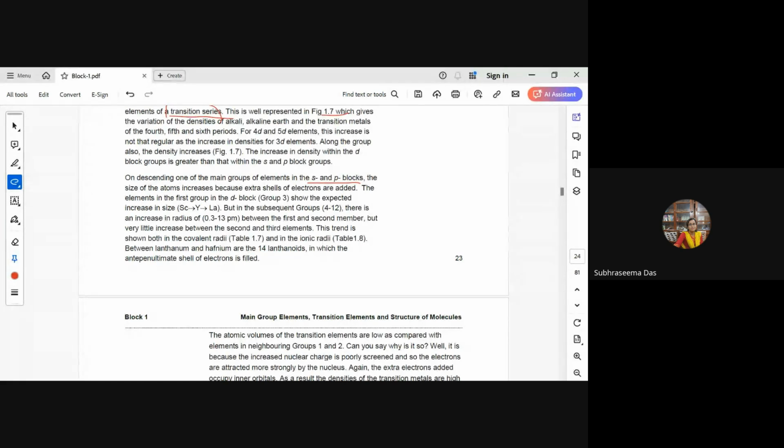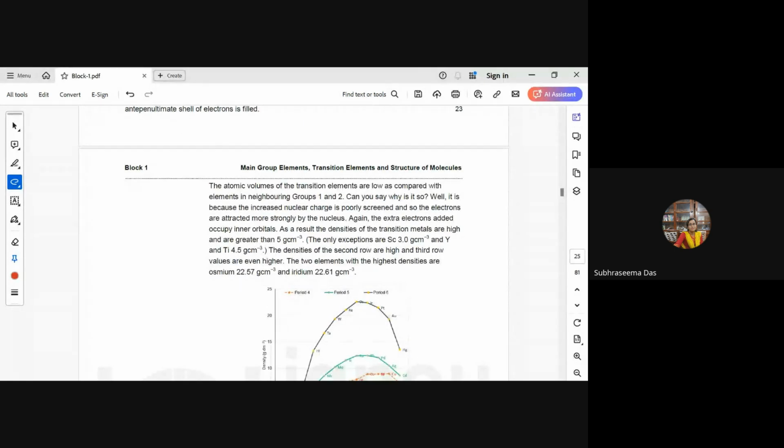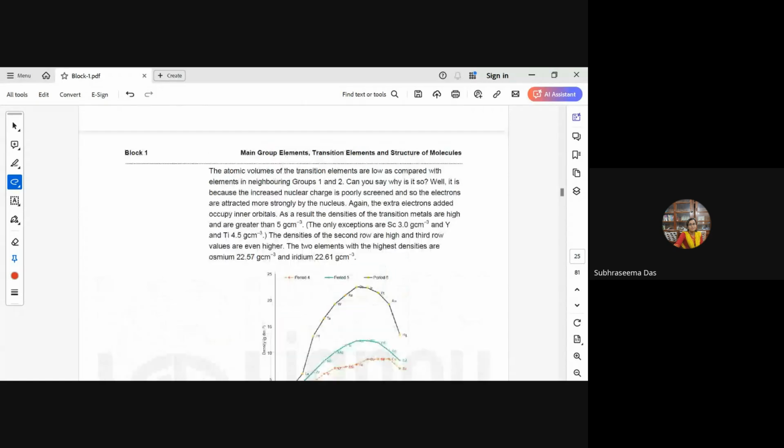This trend is shown for both covalent radii and ionic radii. Between lanthanum and hafnium there are 14 lanthanoid elements, where the penultimate shell of electrons is filled, so they do not follow a proper atomic density trend. The atomic volumes of the transition elements are low compared with the elements in the neighboring groups 1 and 2.